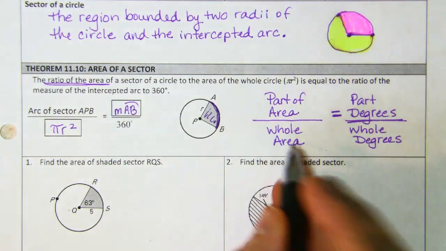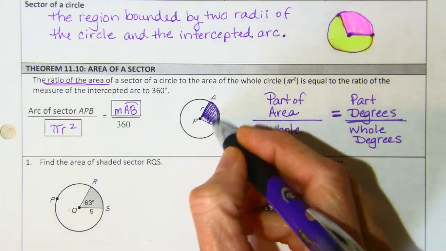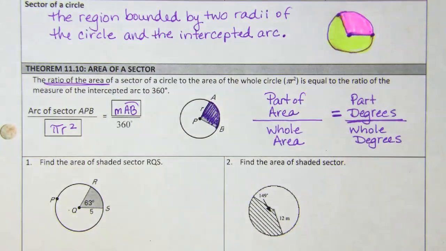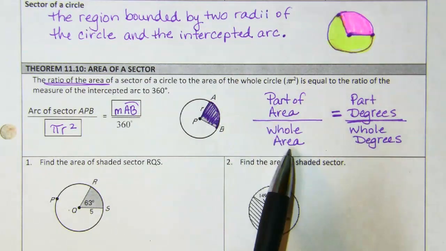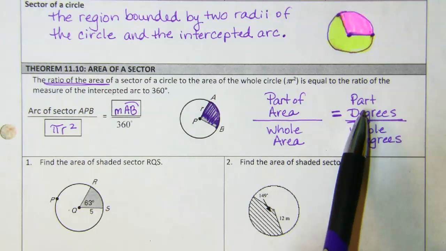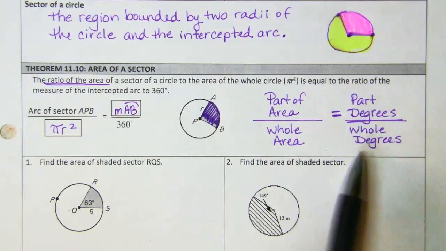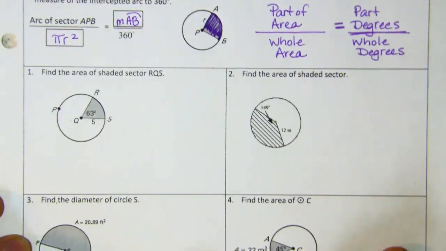Now we did this with arc length where we did the circumference. So this changes now because now we have moved inside to area. So part of the area, the sector, to the whole area, pi r squared, is part of the degrees over the whole degrees. So let's look at some examples here.